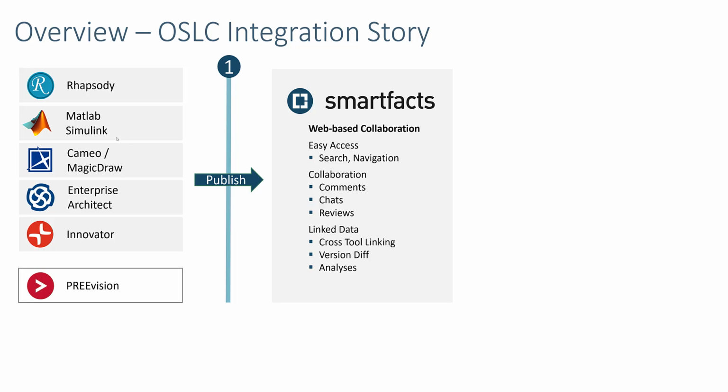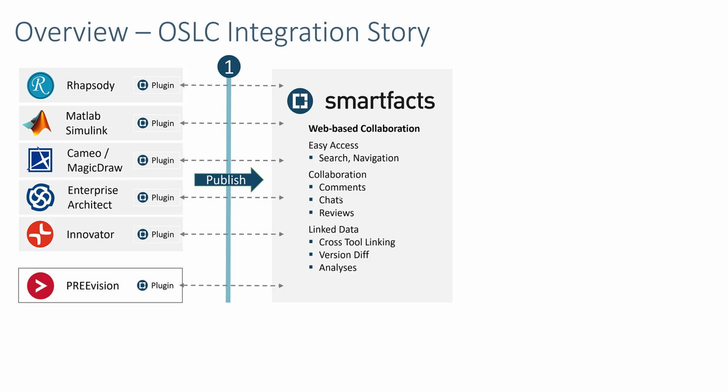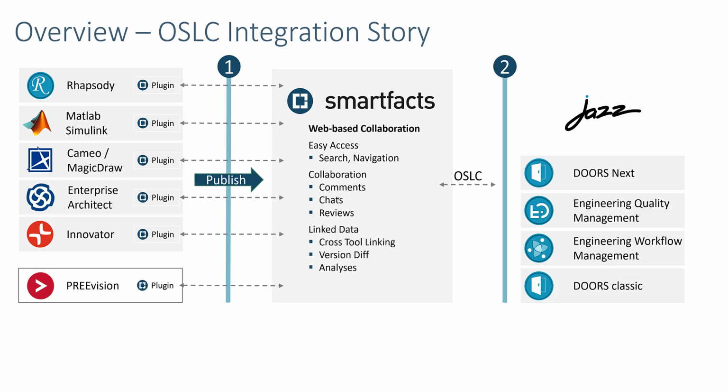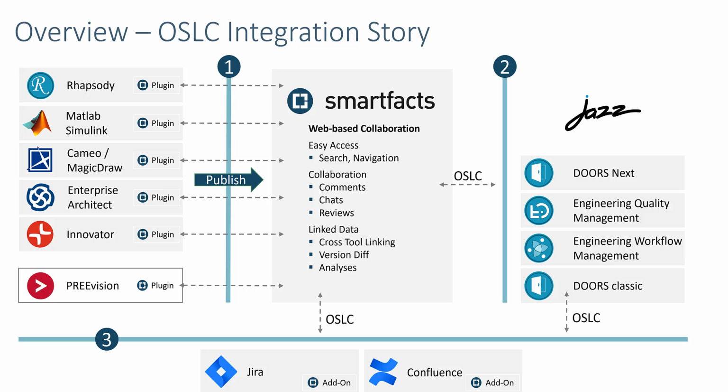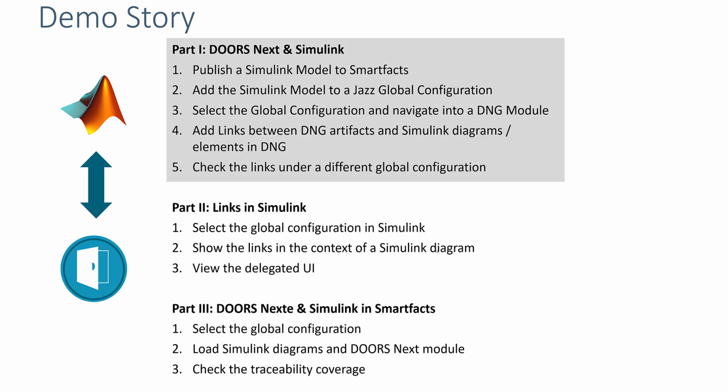The idea is everybody uses their tool of choice. So we're using Matlab here and publish that model to Smartfacts, and from there we're able to work with Jazz or interact with Jazz via OSLC. All of these modeling tools have the same plugin, so all of them work the same way, and I'm going to show how Matlab can be used with DOORS Next. There is even more than this. We have built OSLC providers for Jira and for Confluence, but let's focus on Matlab to DOORS Next.